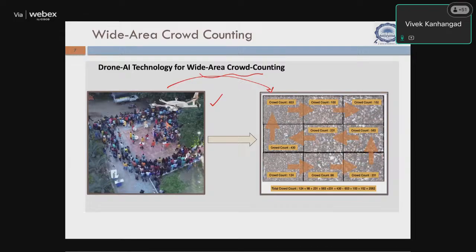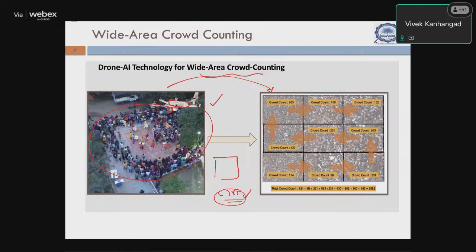So we have a drone with a camera mounted, which actually flies and captures a video, and then comes back with the video, or you can perform this in real time. Okay, and then we analyze the video and count the number of people in the video. So this is more advantageous.